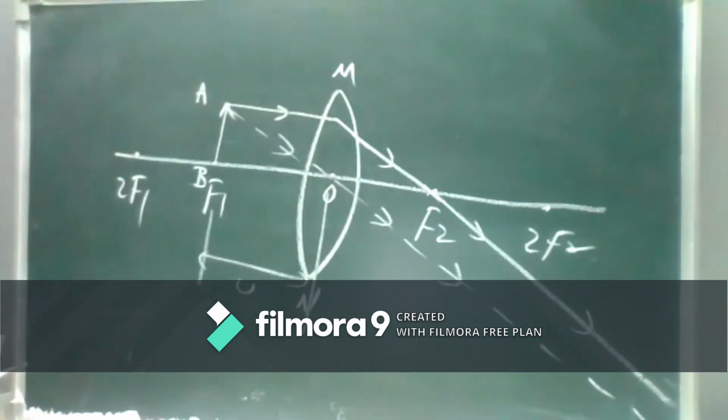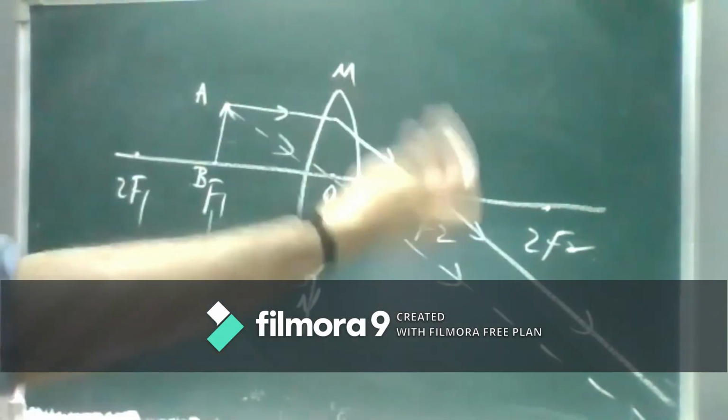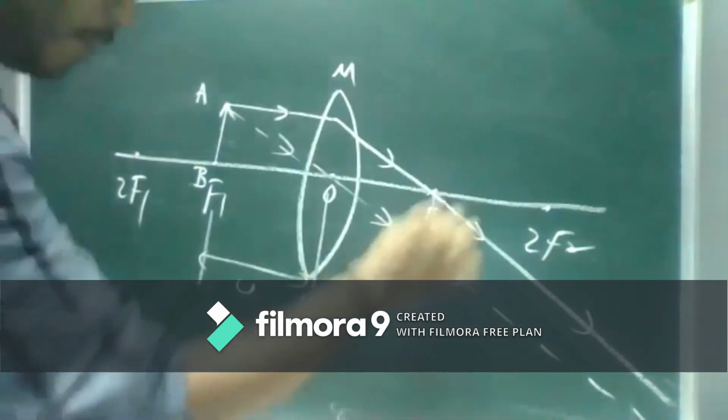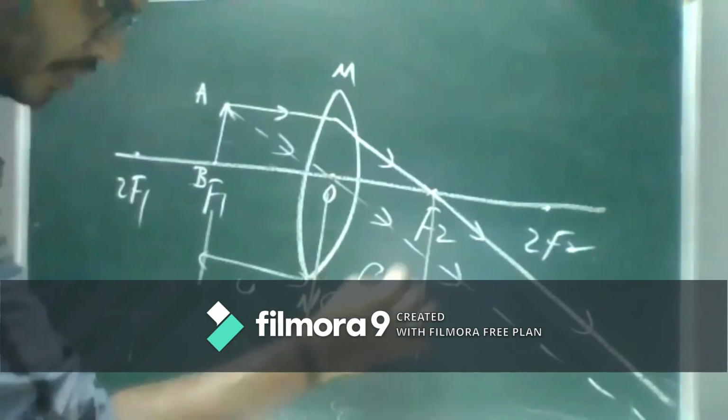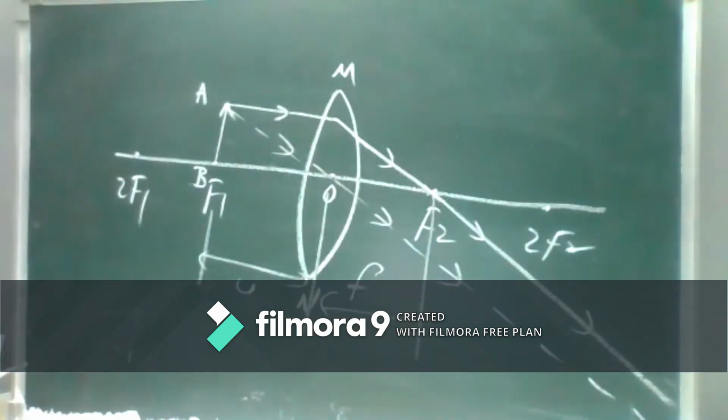So this is the thing. Since the image is at an infinite location, we cannot find the distance, so we only discuss the focus as the focal length. This is your ray diagram for this case.